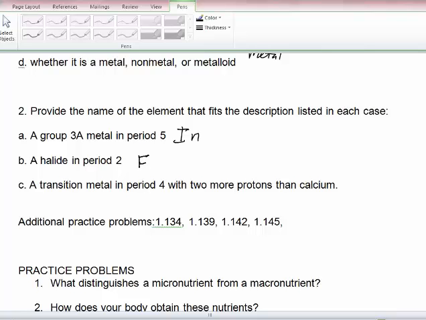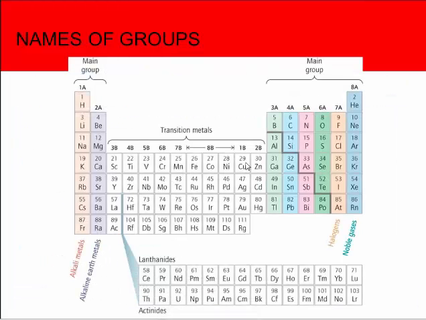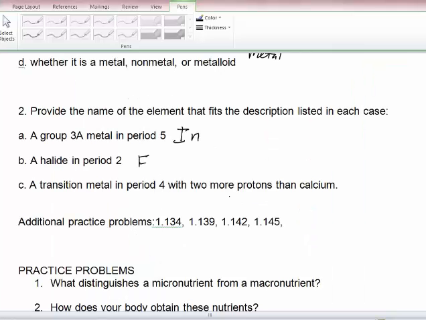And lastly, a transition metal in period 4 with 2 more protons than calcium. So a transition metal in period 4, so in this first row of transition metals, 2 more electrons than calcium. So here's calcium. It has 20 protons, also 20 electrons. If we give it 2 more electrons, we move 2 spots on the periodic table to get to Ti, titanium. So the answer here is titanium.